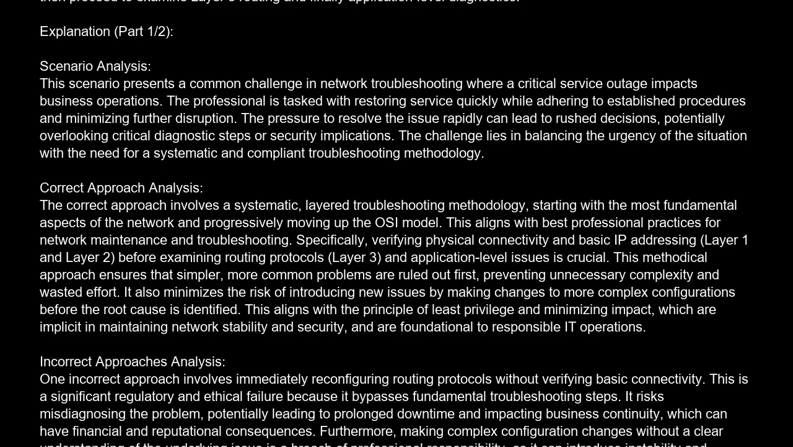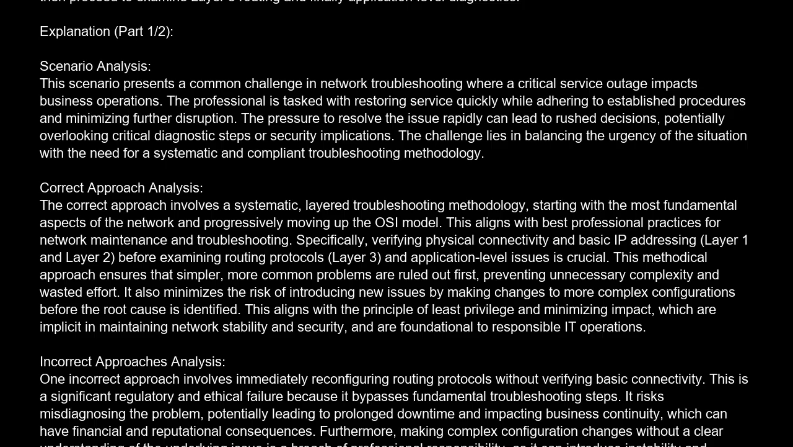The pressure to resolve the issue rapidly can lead to rushed decisions, potentially overlooking critical diagnostic steps or security implications. The challenge lies in balancing the urgency of the situation with the need for a systematic and compliant troubleshooting methodology. Correct approach analysis. The correct approach involves a systematic, layered troubleshooting methodology, starting with the most fundamental aspects of the network and progressively moving up the OSI model. This aligns with best professional practices for network maintenance and troubleshooting.